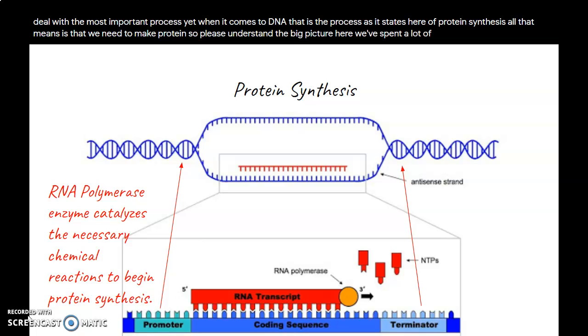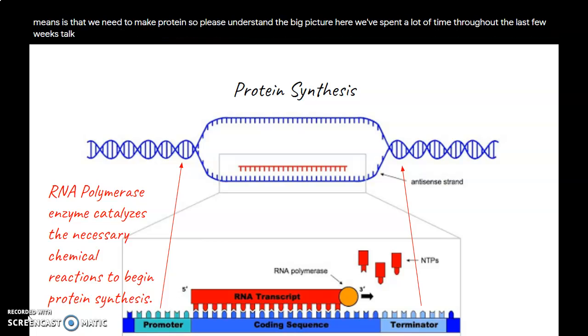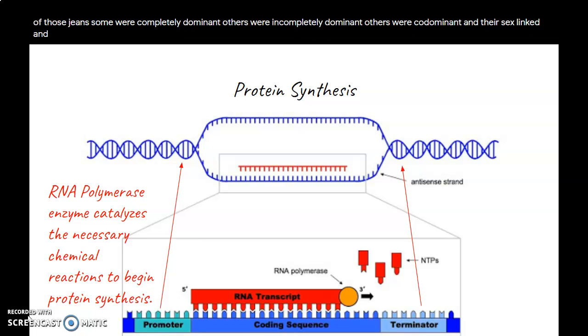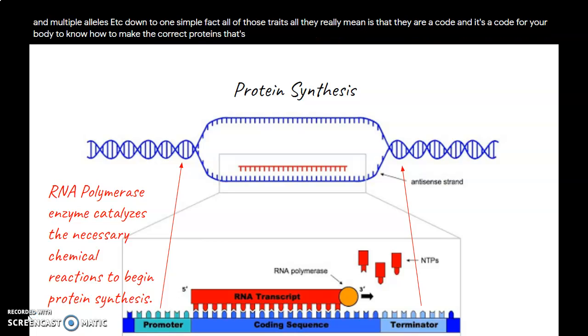We've spent a lot of time throughout the last few weeks talking about different ways that genes are transferred from one generation to the next. We've talked about different versions of those genes. Some were completely dominant, others were incompletely dominant, others were co-dominant, and they're sex-linked and multiple alleles, etc. All of that comes down to one simple fact. All of those traits, all they really mean is that they are a code, and it's a code for your body to know how to make the correct proteins. That's what your traits are.